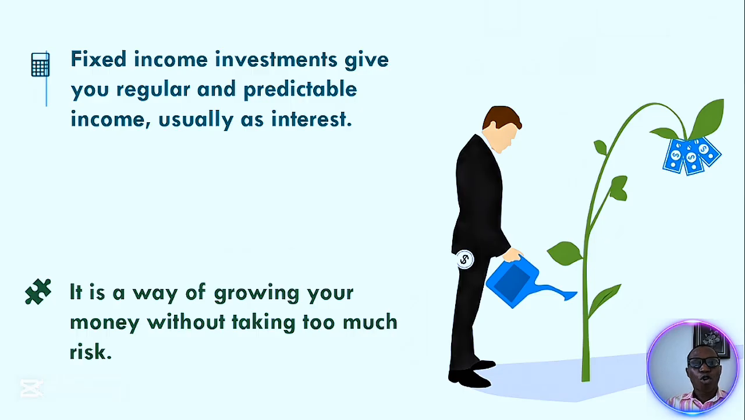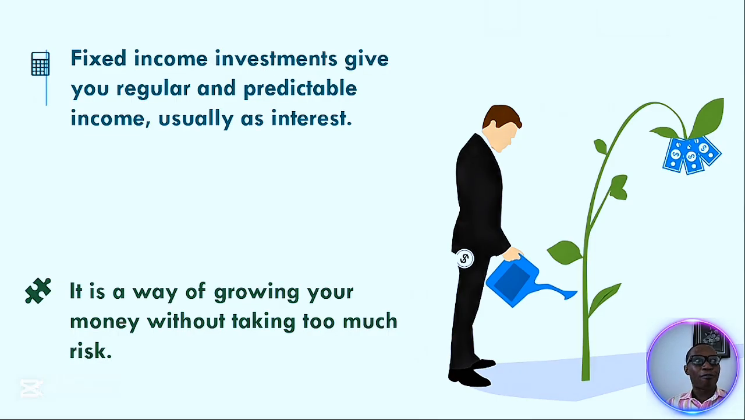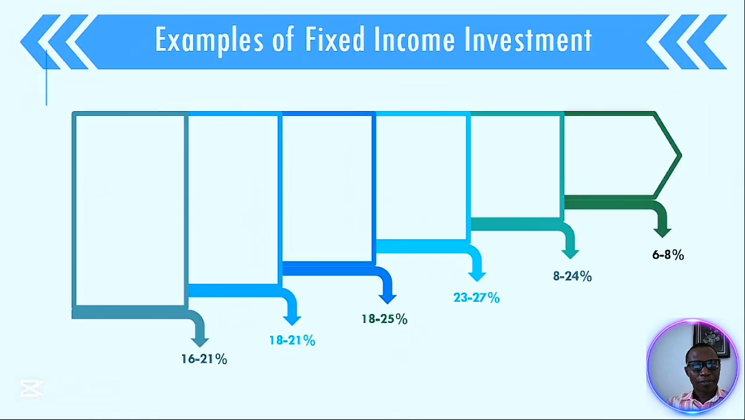It is a way of growing your money without taking too much risk. Just like I've been saying, if you know that you don't like taking risk, then the best thing is to go for this kind of investment. It is a way of growing your money without taking too much risk, because it's one of the safest forms of investment that we have. I hope you are following me. Okay, thank you. Now let's go to examples of fixed income investment.